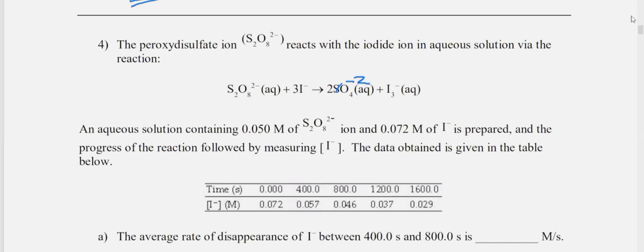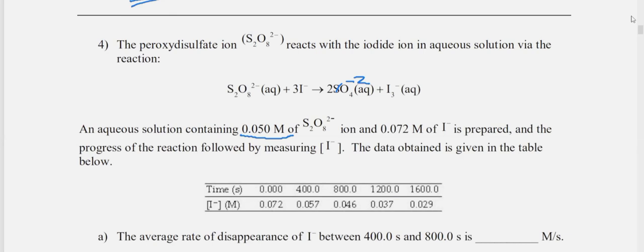An aqueous solution contains 0.05 molar S2O8 2-. That's the charge, minus 2. That's the peroxydisulfate ion. And 0.072 molar of iodide is prepared, and the progress of the reaction is followed by measuring the iodide ion concentration. The data obtained is given in the table. So this is the data.